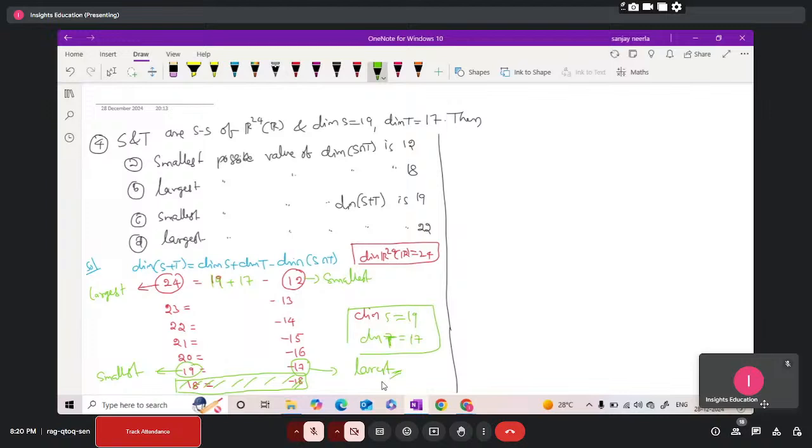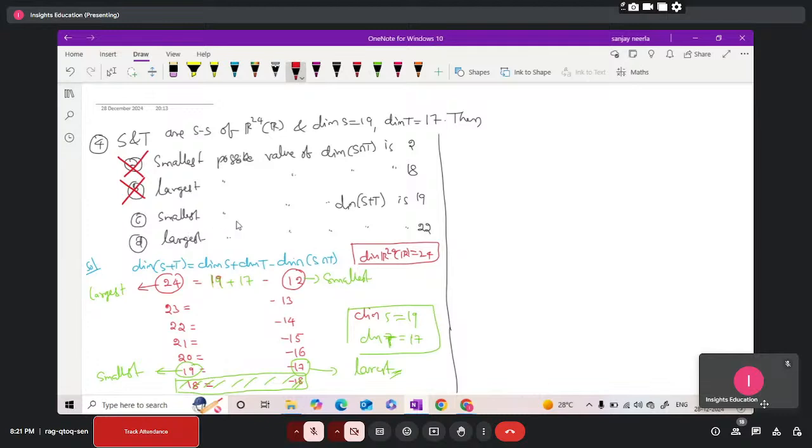The smallest possible value of S intersection T is option A. Okay, sorry, it is not 12, it is 2, madam. Sorry, mistake. So the smallest possible value of dimension of S intersection T is 12, so option B is not possible. Next one, the largest possible value of S intersection T. Largest is 17, not 18. So this one also is cancelled.